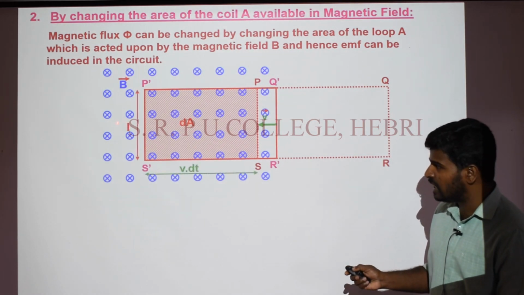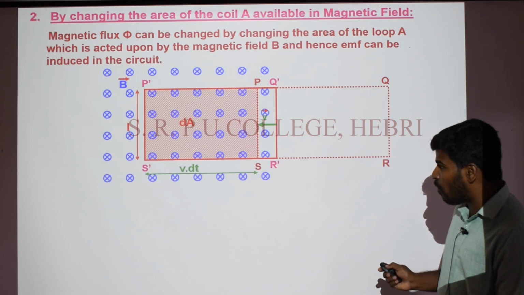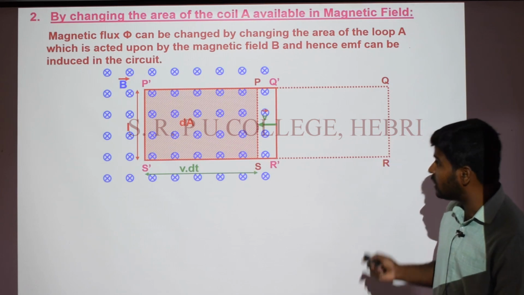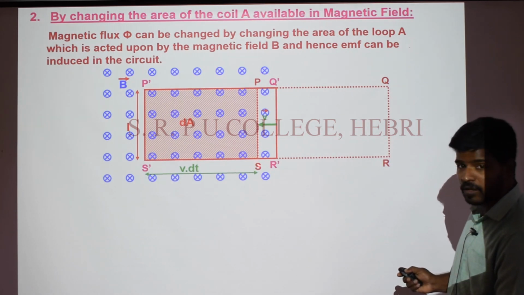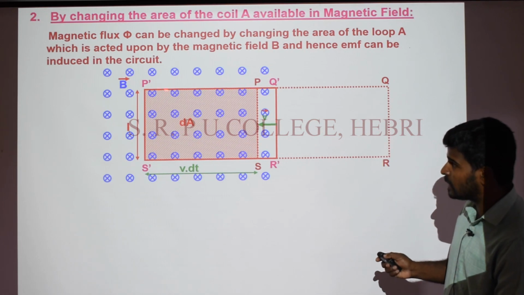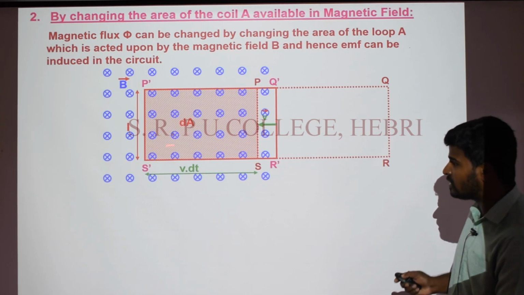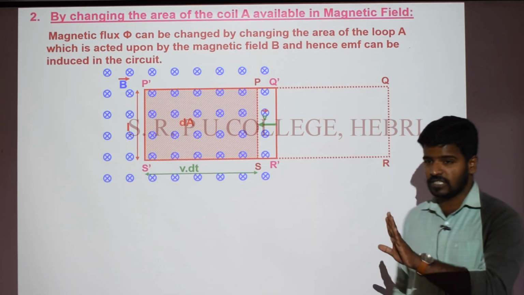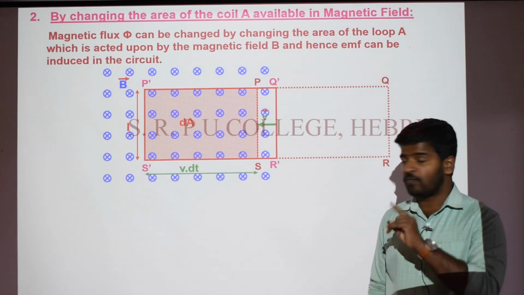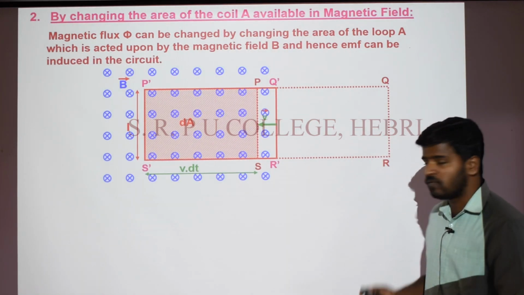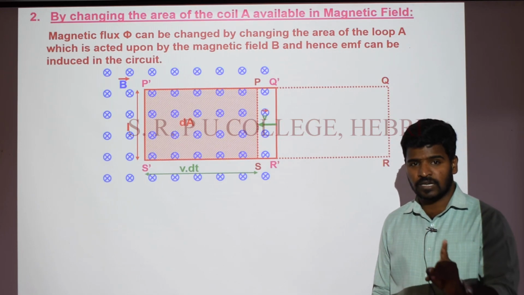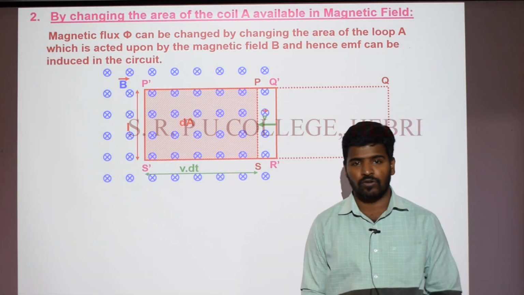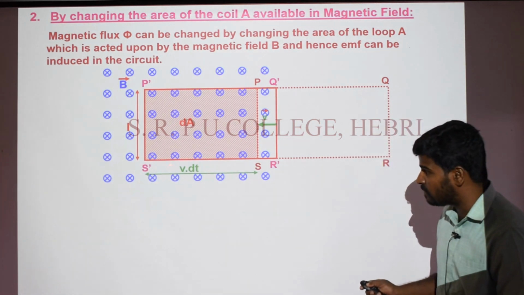Now, here it is L from the point S to S dash, or R to R dash. In general, PQRS is the loop, and while it is moving in a uniform magnetic field, it reaches P dash, Q dash, R dash and S dash. The distance traveled by the loop in a uniform magnetic field is expressed by V times dt. Since velocity is equal to distance traveled by time, therefore distance traveled is equal to velocity into time, that is V times dt.